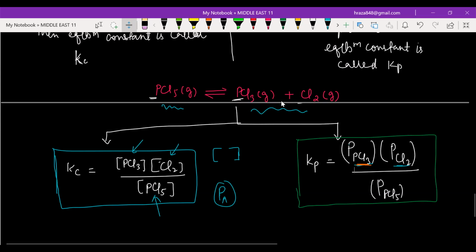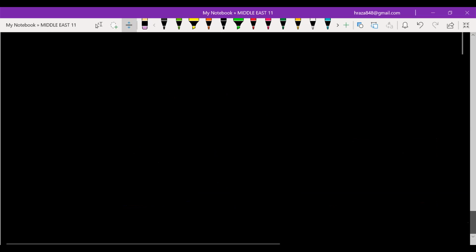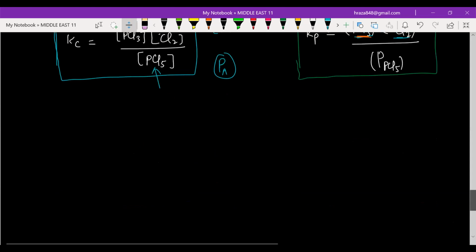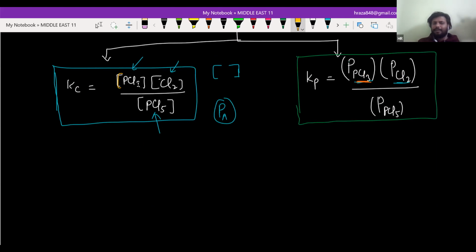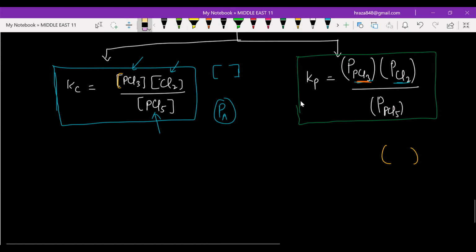Yes, sir. Done. So the type of brackets are also necessary. Basically, this is a symbol bracket. A square bracket represents molarity, and this is always in a small bracket, so we just took it as that. If you want to take it as a square bracket in pressure, it will be okay, not a mistake. This P will represent all things.